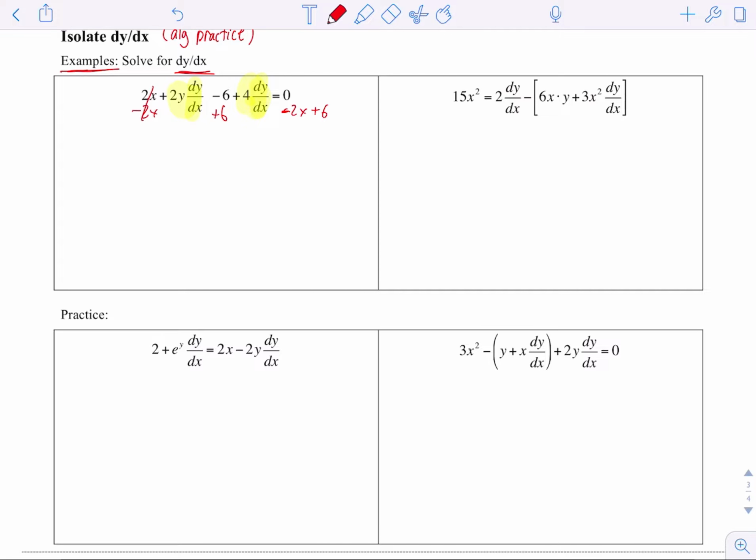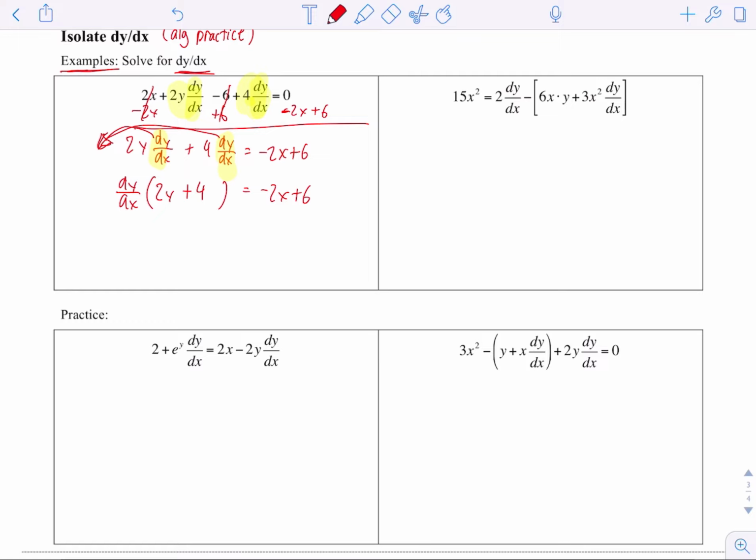Okay, so that's gone, and I'm left with 2y dy dx plus 4 dy dx is equal to negative 2x plus 6. The step after that is we have both of these guys here, and we want to factor them out. So we end up with dy dx, and what is left inside? 2y plus 4.